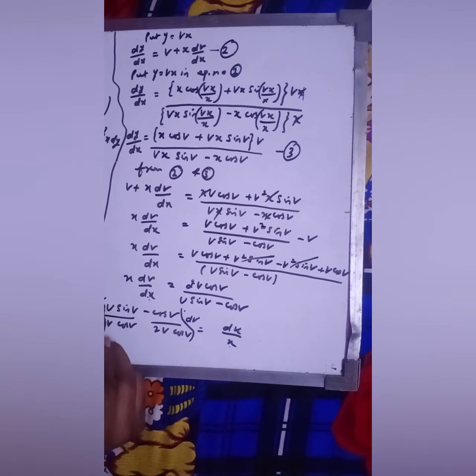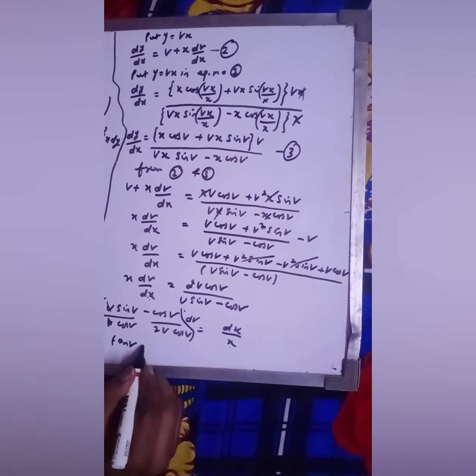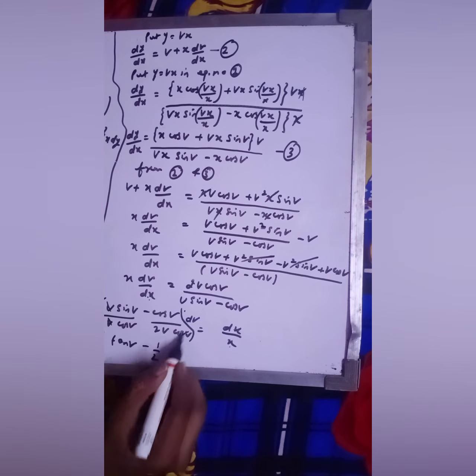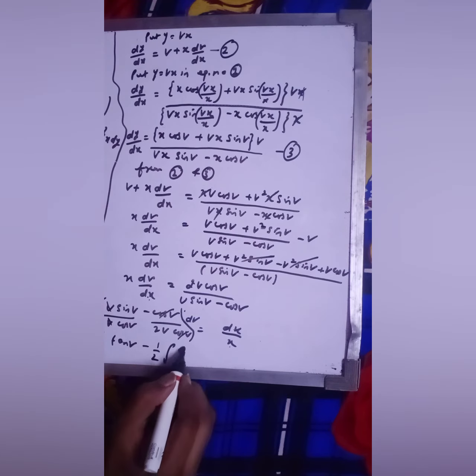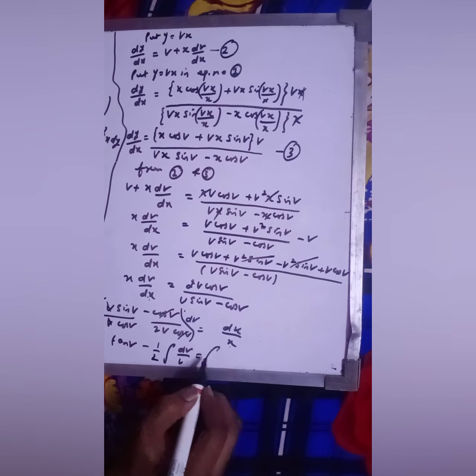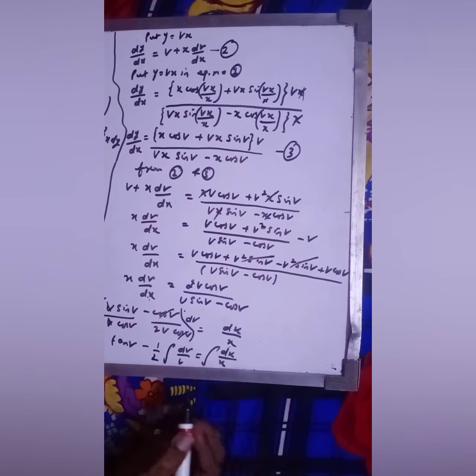So what is cancelling, cancel it. You will get 1/2 sin v over cos v, that would be tan v, minus half, this cos and cos will cancel out and you will get dv by v, that is because of integration of dx over x.